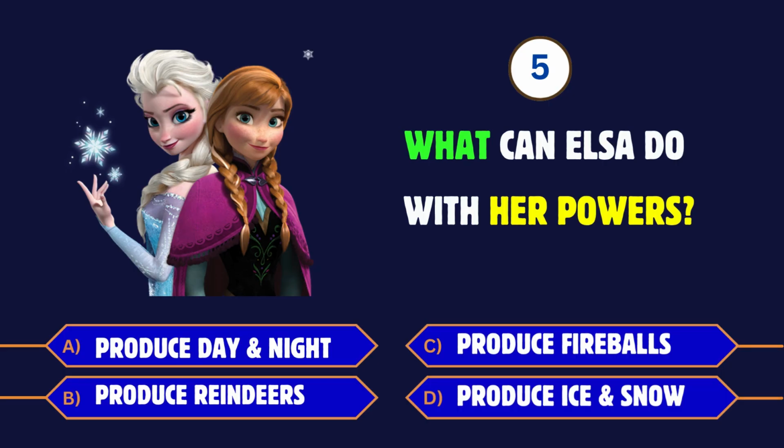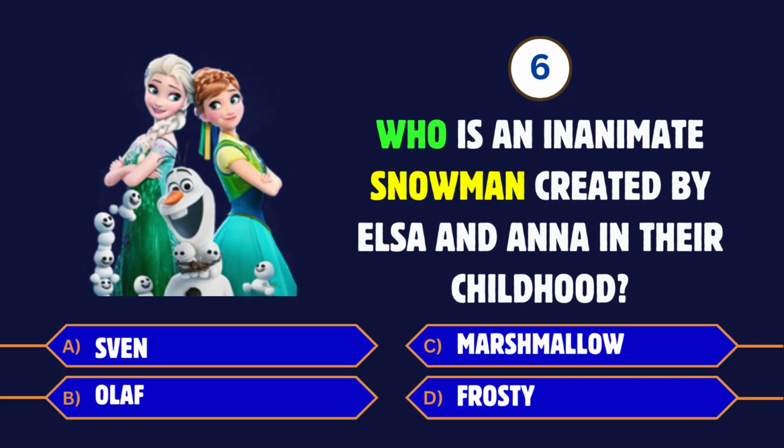Question 5. What can Elsa do with her powers? The correct answer is produce ice and snow. Question 6. Who is an inanimate snowman created by Elsa and Anna in their childhood? The correct answer is Olaf.